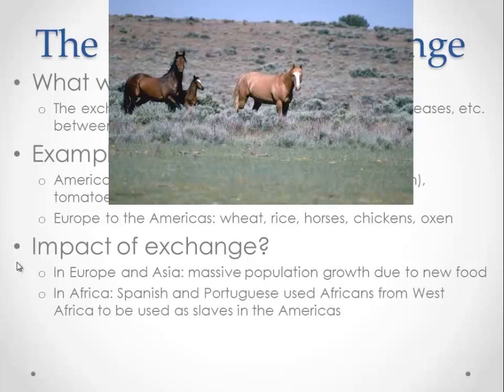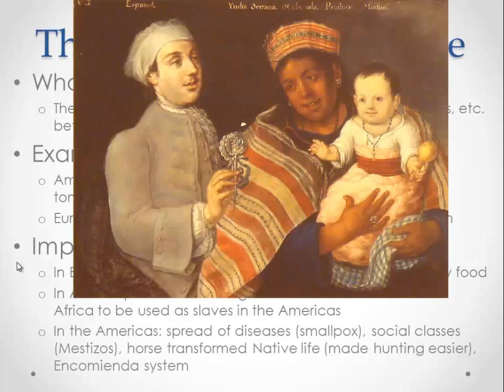In Africa, you have horrifically negative effects. The Spanish and Portuguese begin to go to West Africa and use Africans as slaves in the Americas, both North and South. And in the Americas, you have the spread of disease, particularly smallpox, which kills many Native Americans.